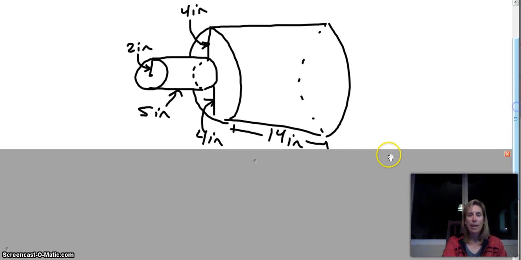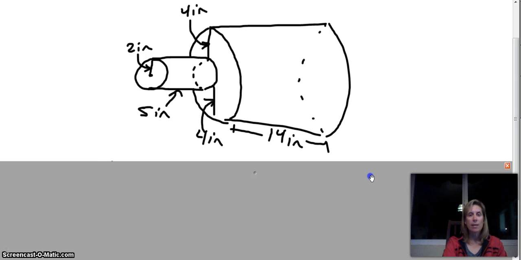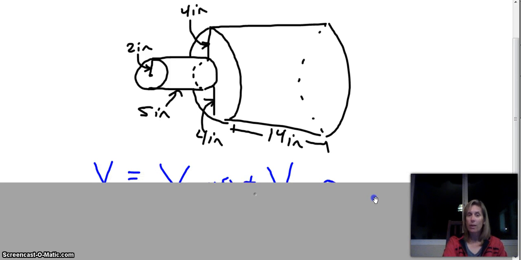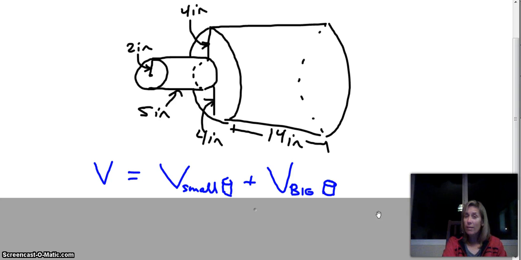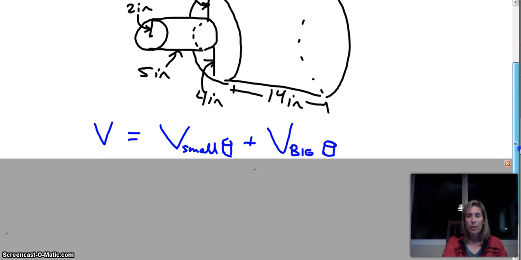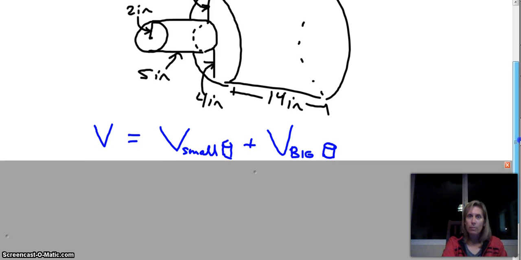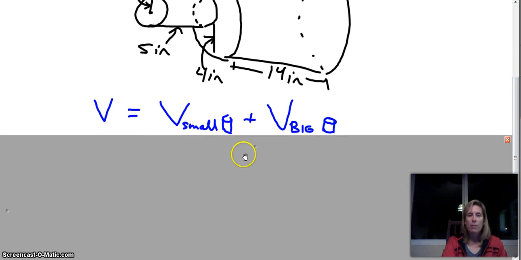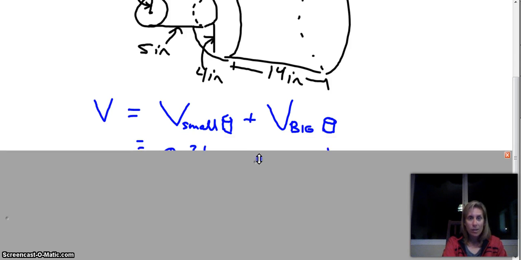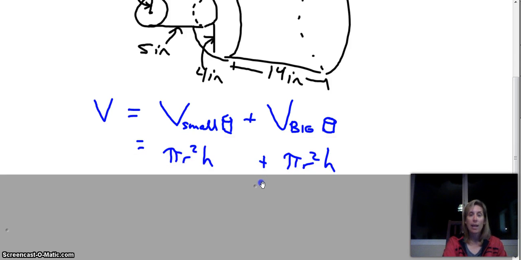So our plan would look something like this. The volume total equals the volume of the small cylinder plus the volume of the big cylinder. So we are going to need the formula for cylinders, aren't we? So let's go to the next step. How do you find the volume of a cylinder? We just did it. It's pi r squared times h. Good. So we have that happening twice.